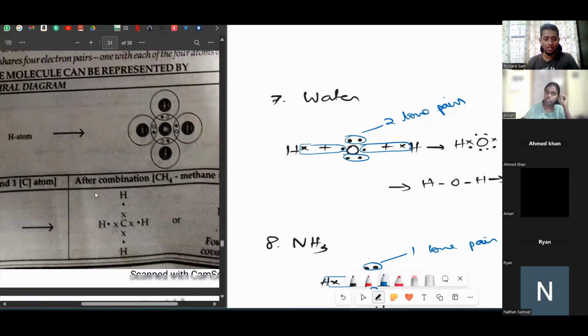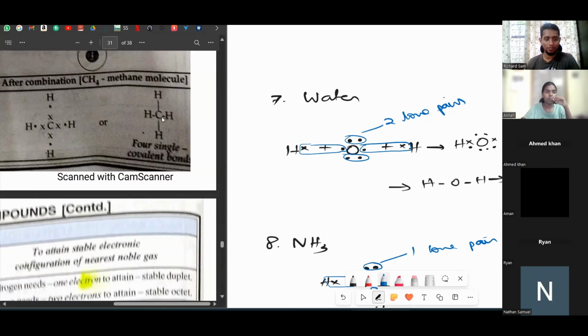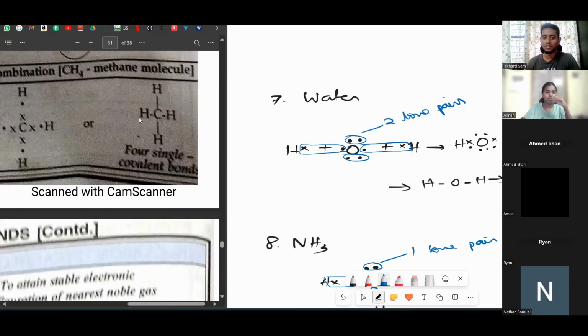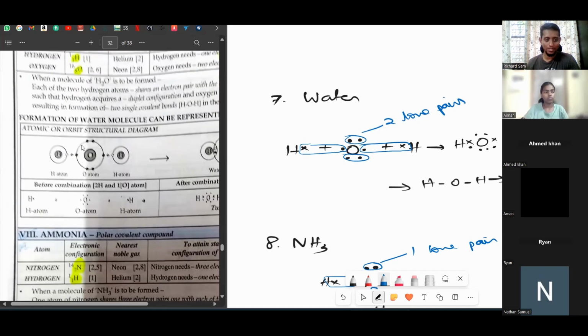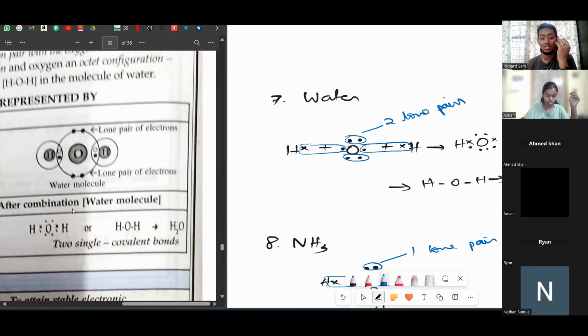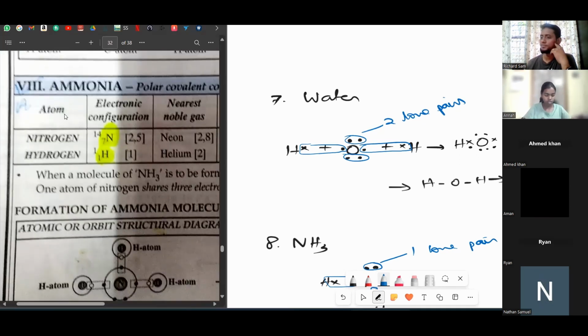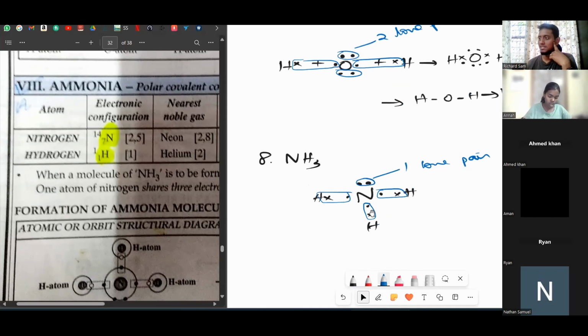Next, what's next? Methane. Here, methane. What bond? 4 single bonds. Oh yeah, the full word is 4 single covalent bonds. All these are covalent bonds, right? So 4 single covalent bonds. Next, water. 2 single bonds. And here ammonia, what's last? Yeah, ammonia, 3 single bonds.